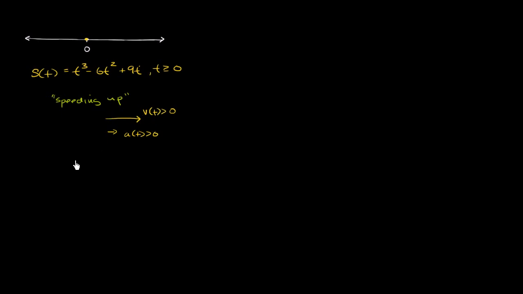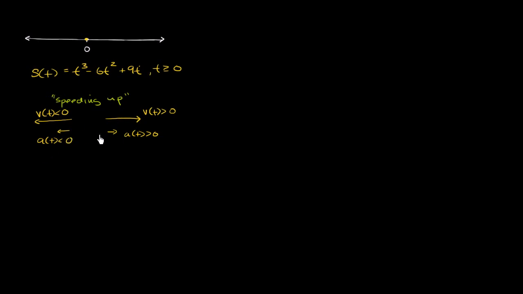Now, another scenario where we would be speeding up is if we're moving in the leftward direction. In that case, our velocity is going to be negative. So if our velocity is negative and we want to go faster in the negative direction, then our acceleration should also be negative. That would make our velocity getting more and more negative with time. So then our acceleration needs to also be negative if we still want to be speeding up.